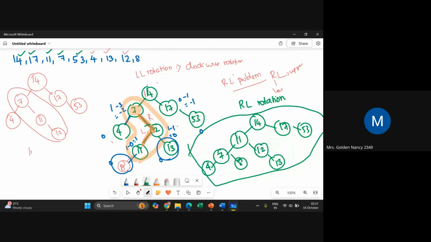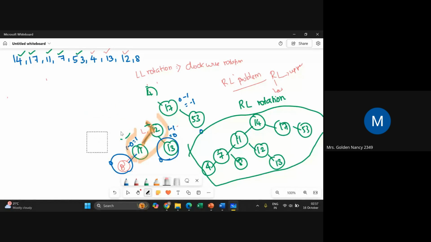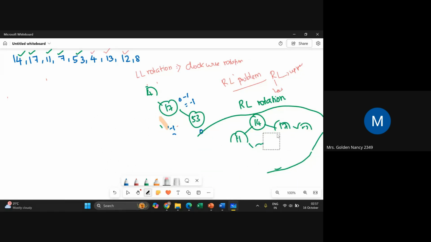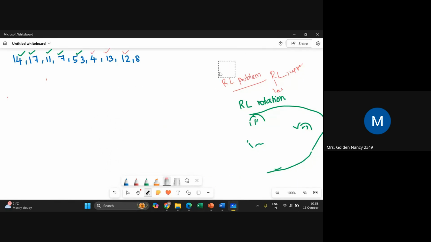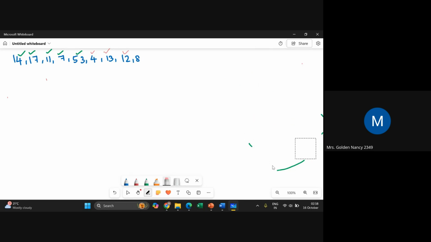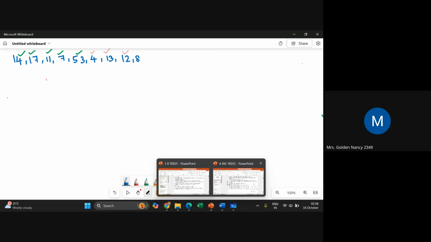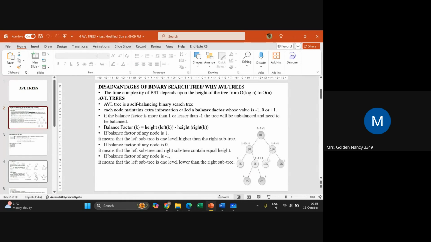I'll give you some more examples in tomorrow's class, or I'll try to teach you once again. I know this is a bit more confusing than the other trees, but this is how you have to do this AVL tree. One more thing, I'll just touch on how to delete. For deletion also, you have to do these same kinds of things.